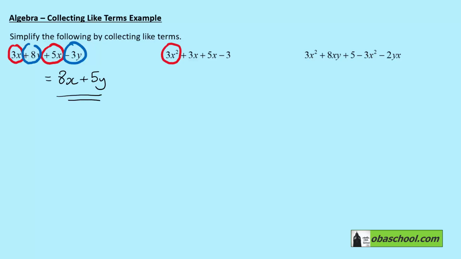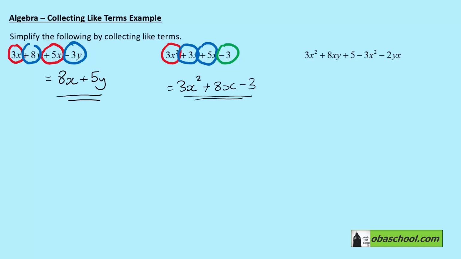So in the next one, we've got x squared, but that x squared doesn't pair up with anything. Remember, an x squared is different to an x. They're not like terms. You can't put them together. We then have some x's. And finally, we've got just a number, and that's different again. So there's nothing to pair up with that 3x squared, so it's just going to go unchanged. 3x add 5x is 8x. And there's nothing to pair up with the number, so that's just going to go through unchanged as well.